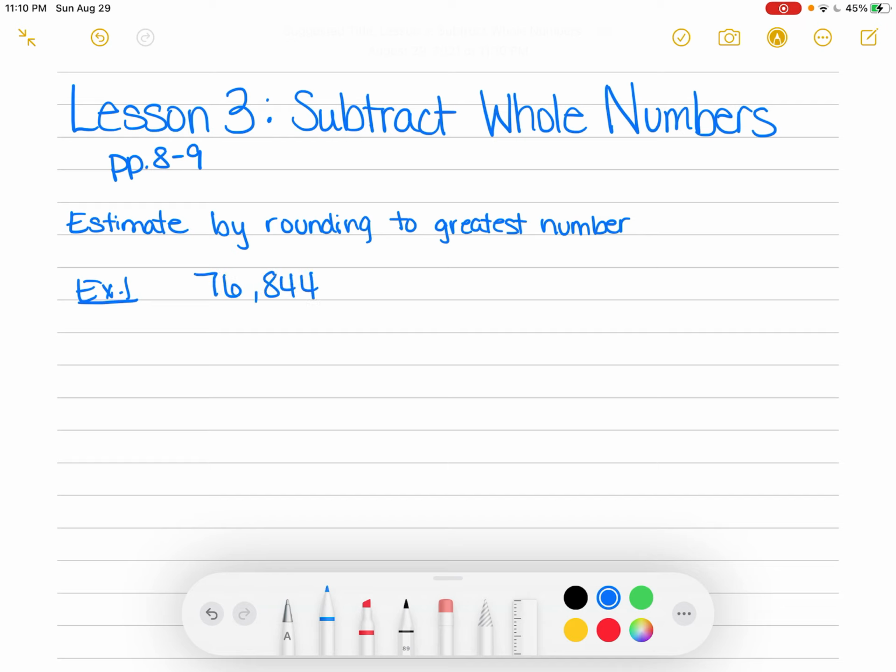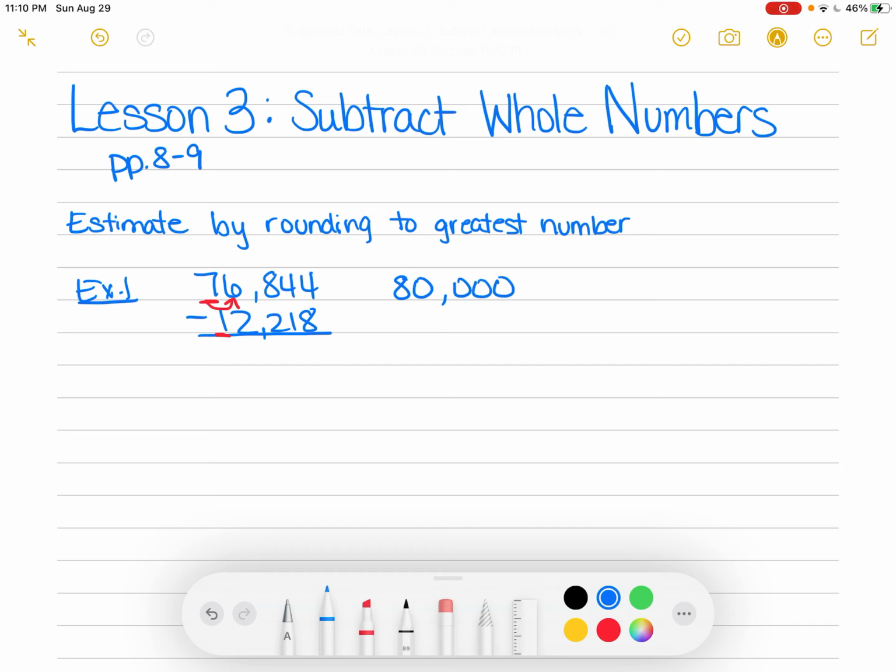76,844, and we're going to subtract 12,218. Okay, so before we subtract, on this part, we're going to estimate. So we're going to round it first to the greatest number. So my greatest number is in this spot, right? So for 76,844, I'm going to round to this number, so that means I look to the right, and that 6 tells me to go up on the 7. So the 7's going to become an 8, and everything else will be zeros.